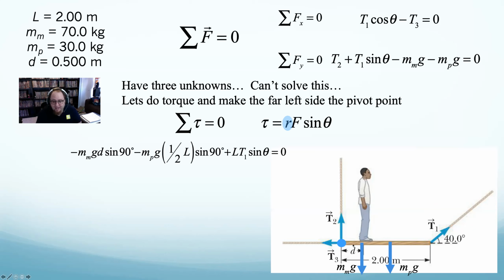My torque from the man is going to be mg for the man times d, because that's how far away he is, times sine of the angle, and it's going to be negative because that's pulling clockwise. The torque from the plank will be mg times a half of L, because that's the halfway point, right? If the whole thing has a length L, halfway is going to be half L. And it's also going to be negative because that's also going clockwise. And T1 is at the end, has a value T1, and is at an angle theta.